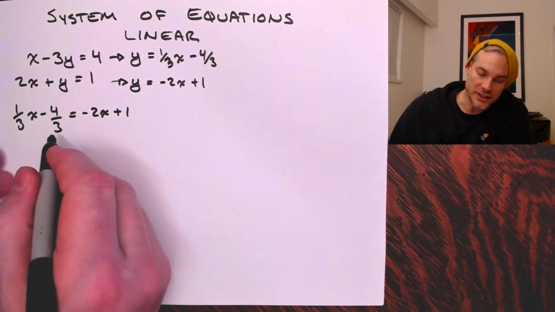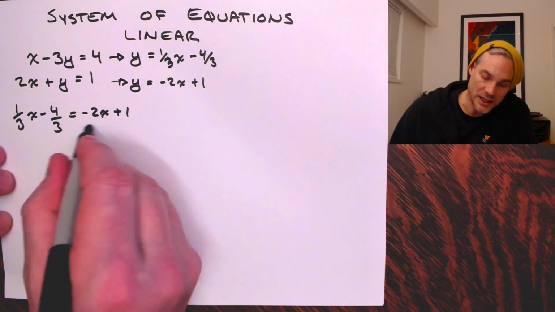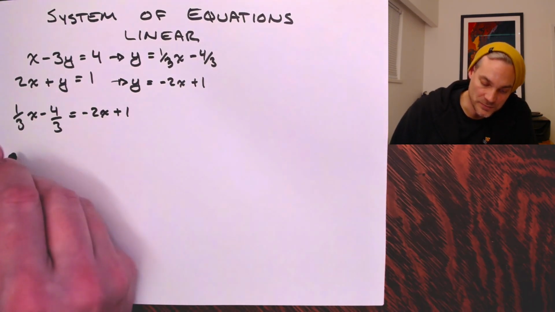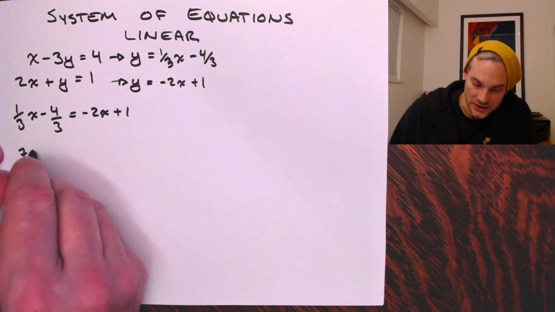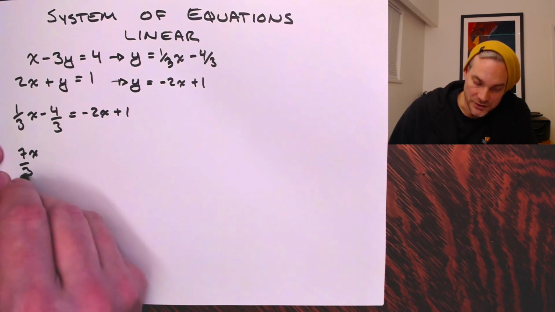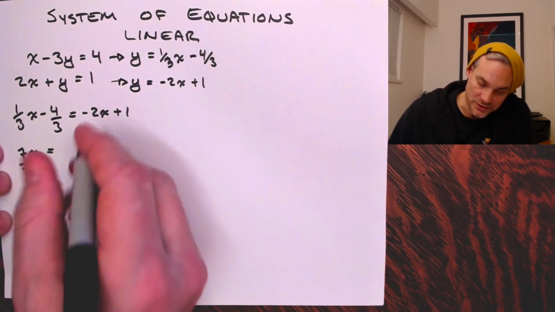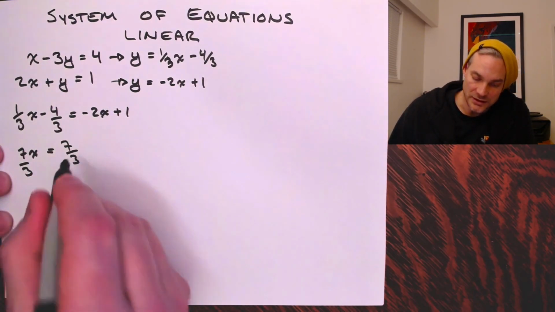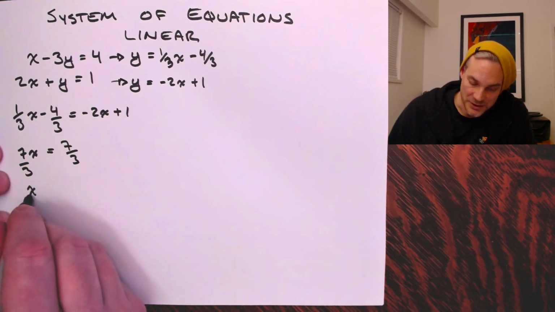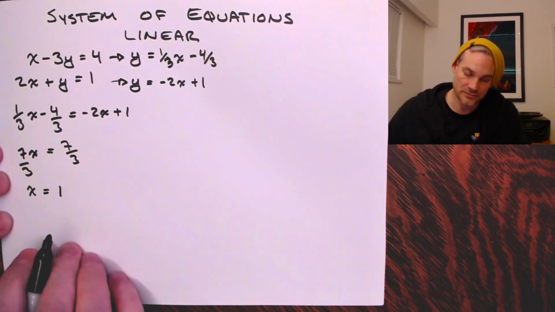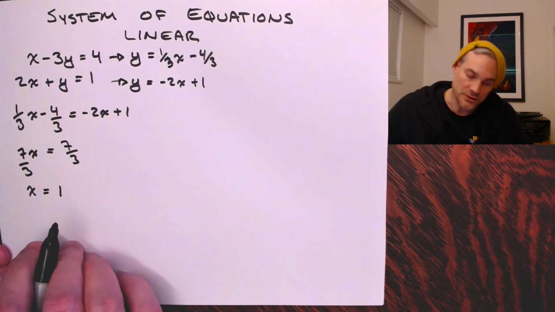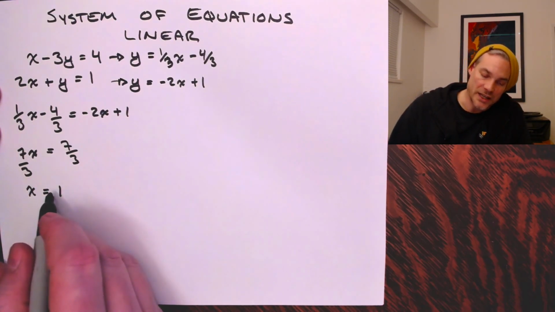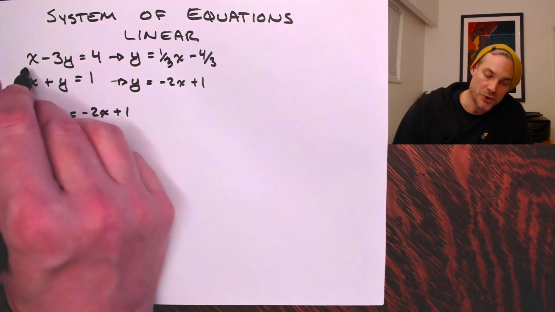So if I solve for x, in this case I'll add 2x to both sides and I'll add 4/3 to both sides. What I get is 7x over 3 equals, and now I have plus 4, that's 7 over 3. So that means x is equal to 1. So now I have this possible solution. I could go back to this equation, put it in, and solve for y.